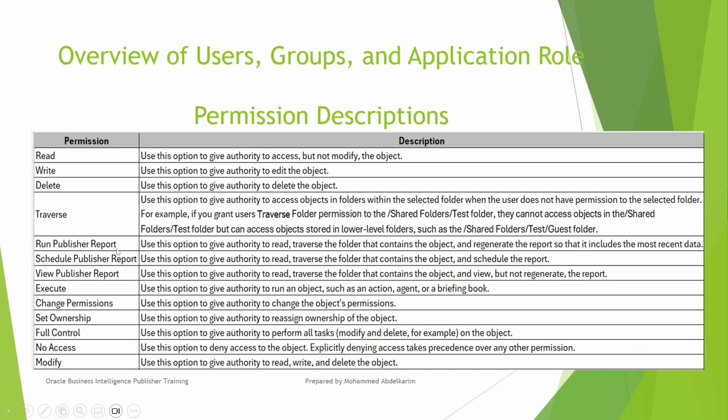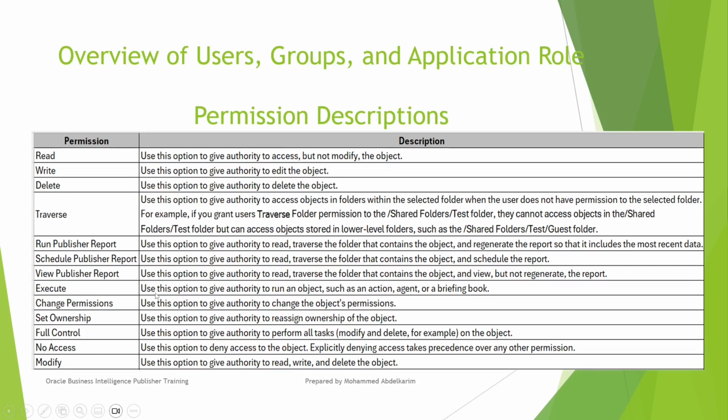Run publisher report, use this option to give authority to read, traverse the folder that contains the object and regenerate the report so that it includes the most recent data. Schedule publisher report, use this option to give authority to read, traverse the folder that contains the object and schedule the report. View publisher report, use this option to give authority to read, traverse the folder that contains the object and view but not regenerate the report.